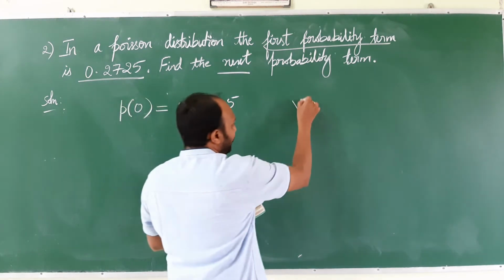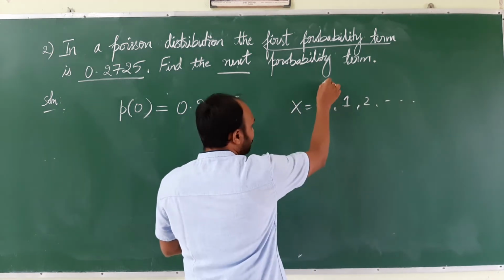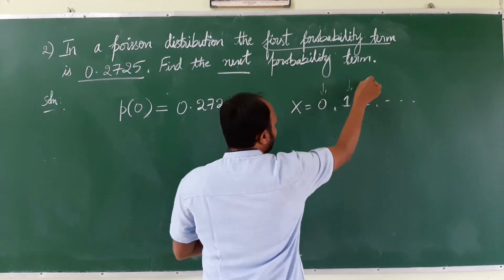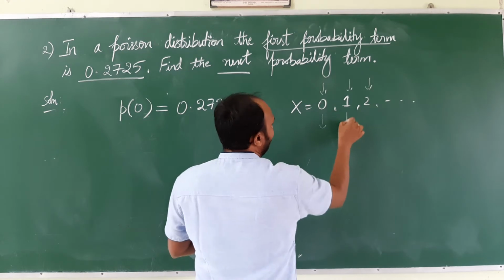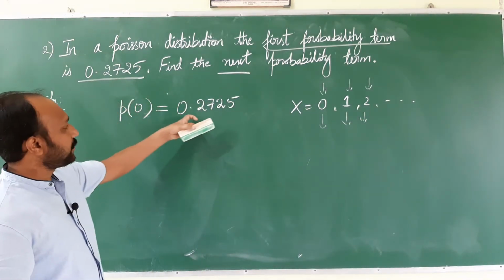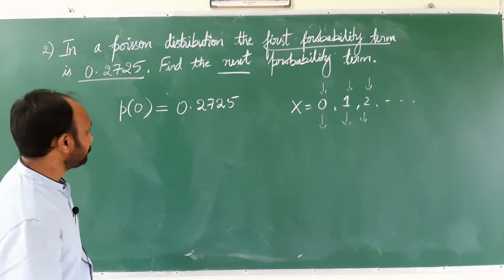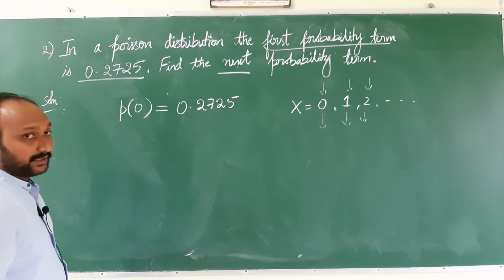Please notice here, x will take values 0, 1, 2, 3, and so on. So this is the first term, second term, third term, and we need to find the respective probabilities. So P of 0 is equal to 0.2725 is the probability for the first term. Now, how to solve this?